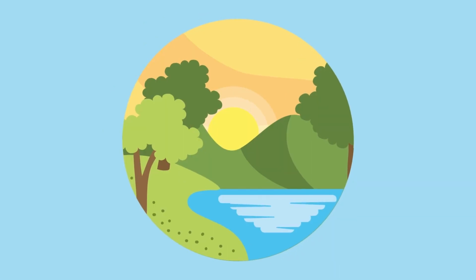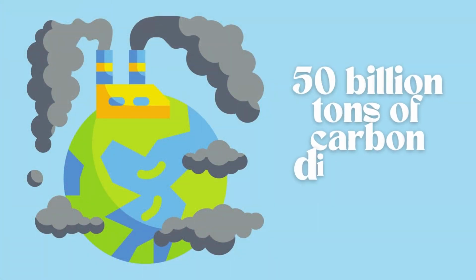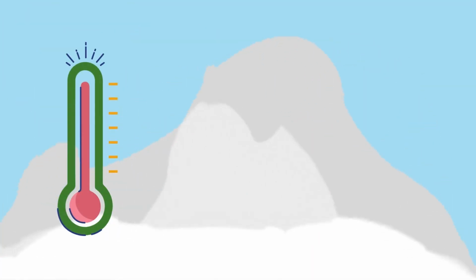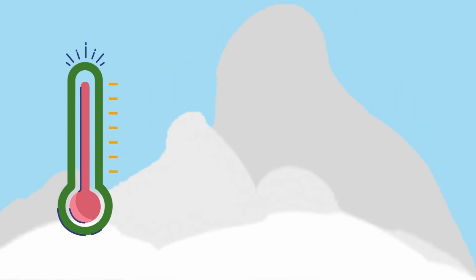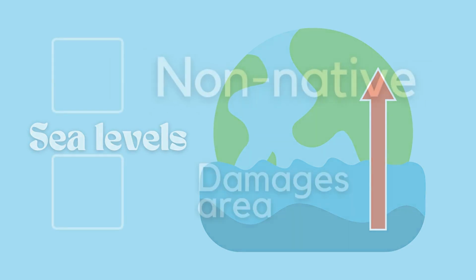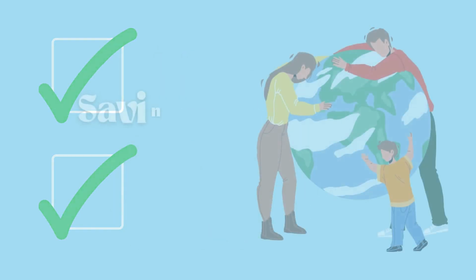Furthermore, a cursory glance at our environment shows how much damage we have caused. With respect to air and the oxygen cycle, humans emit around 50 billion tons of carbon dioxide equivalent every year. Greenhouse gases trap heat from the sun, negatively impacting the weather, animals and their habitats, sea levels, and many more. With both conditions being satisfied, it proves that humans are really an invasive species.